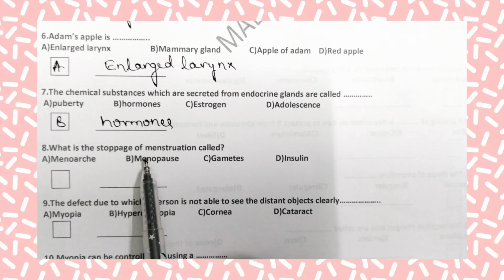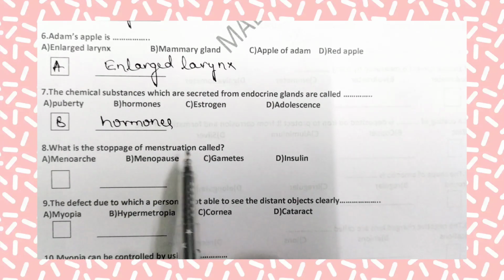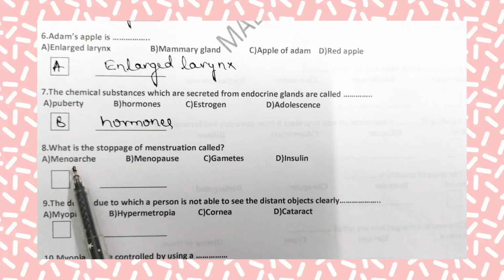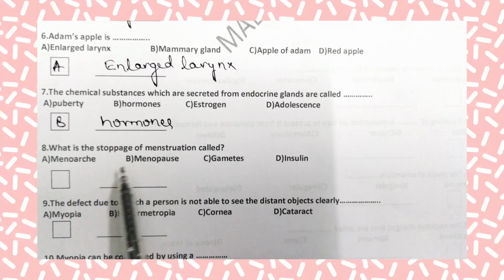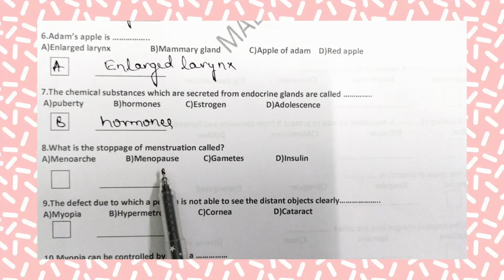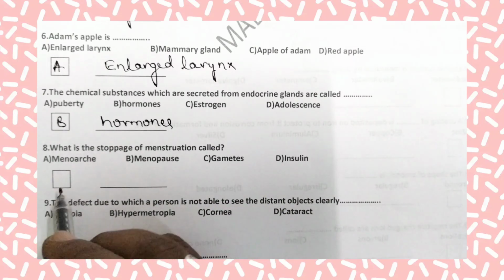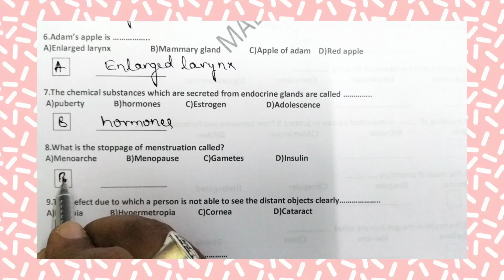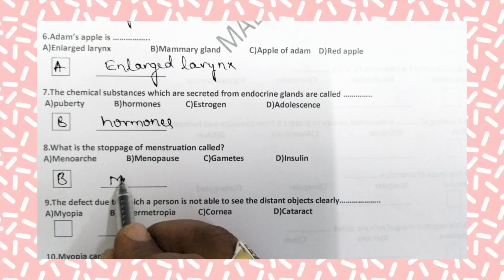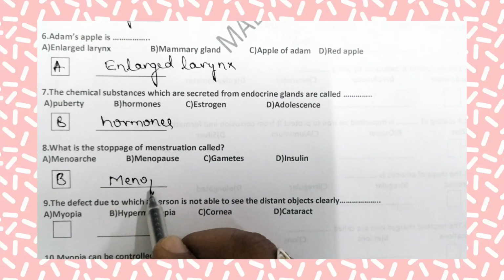What is the stoppage of menstruation called? Menarche, that is the start of menstruation, and the stoppage of menstruation: menarche, menopause, gametes, insulin. The right answer for the eighth question is option B, that is menopause.